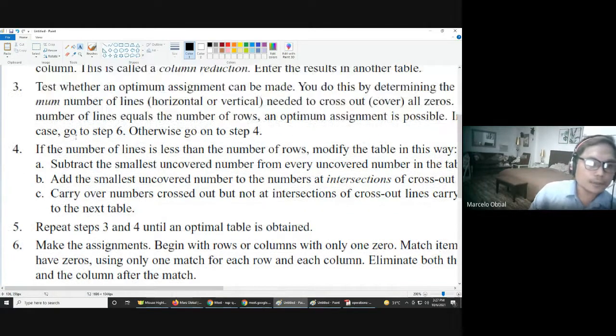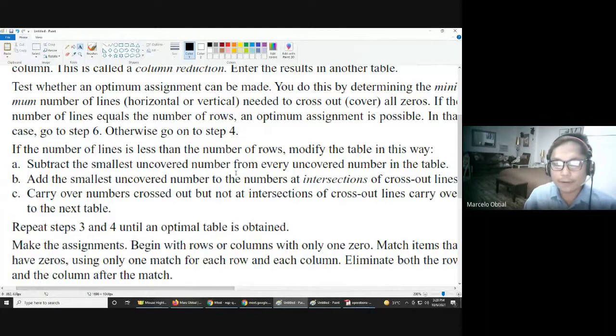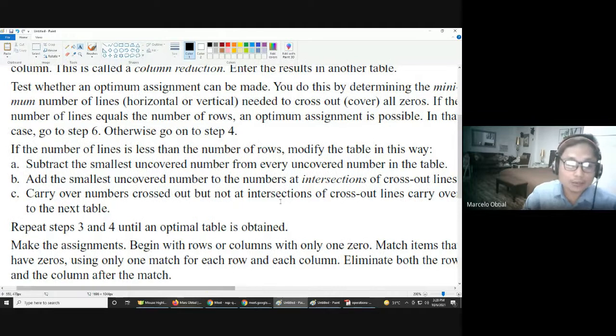It says here, if the number of lines is less than the number of rows, modify the table in this way. Okay? Letter A, subtract the smallest uncovered number, hindi daw na cross out, from every uncovered number in the table. So, locate muna natin yung pinaka-smallest doon sa hindi na cross out. After daw nun, we will deduct doon sa hindi na cross out. Then, add the smallest uncovered number to the numbers at the intersection. So yung napili natin smallest, i-add natin doon sa intersection. And carry over numbers crossed out but not in the intersection. Intersections of the cross out lines carry over to the next table. So as is lang yung hindi na magalaw.